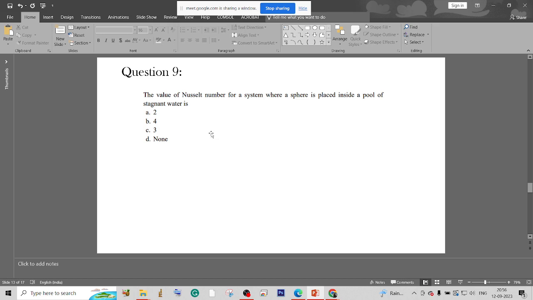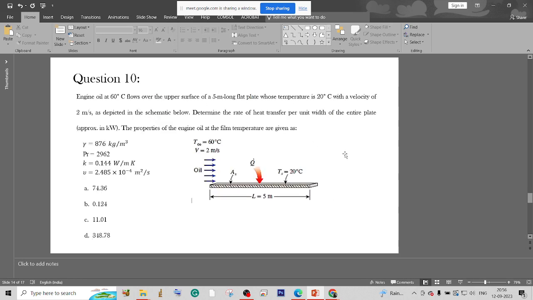Now let us proceed to question number 10. In this problem, an engine oil is flowed over a flat plate. The temperature of the surface of the flat plate is 20 degrees Celsius and the engine oil is heated up, that is, the heat will be transferred from the engine oil to the flat plate. The engine oil is flown at a velocity of 2 meters per second. Determine the rate of heat transfer per unit width of the entire plate. That is the rate of heat transfer Q we need to find out, and the properties are also given. So what will be the rate of heat transfer?